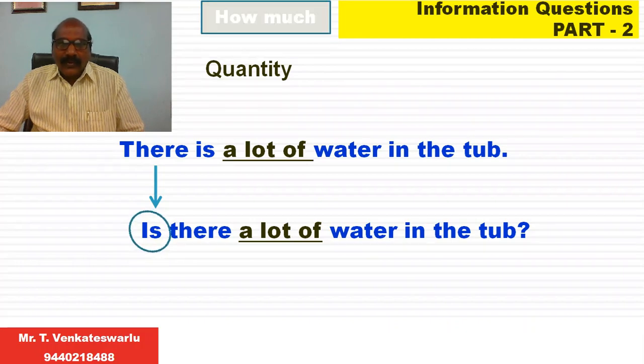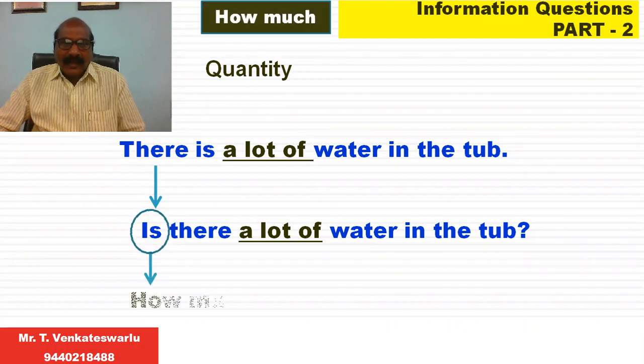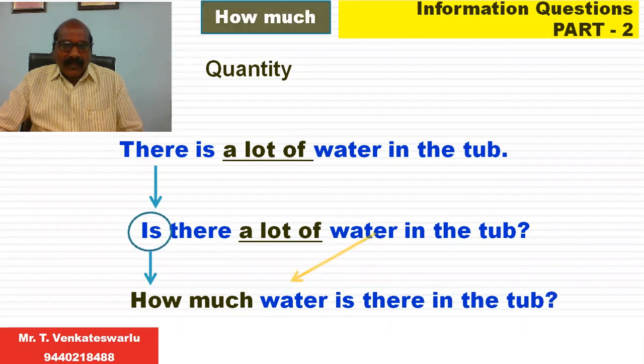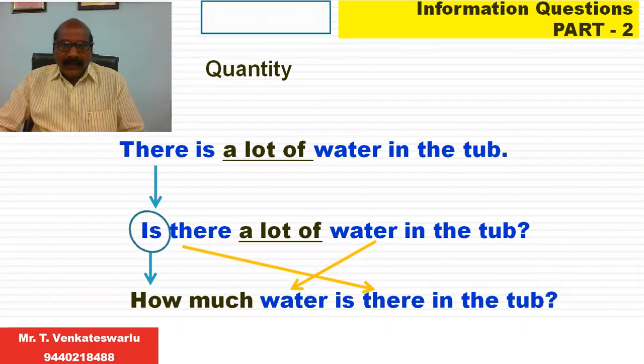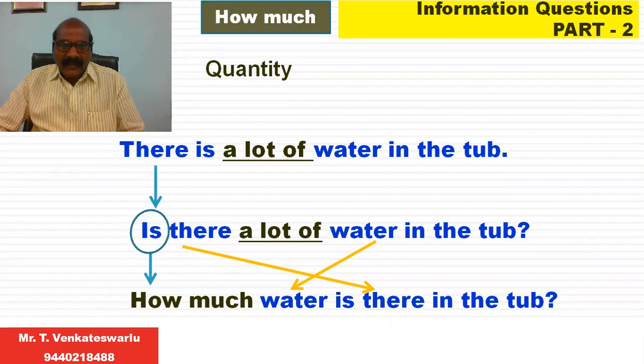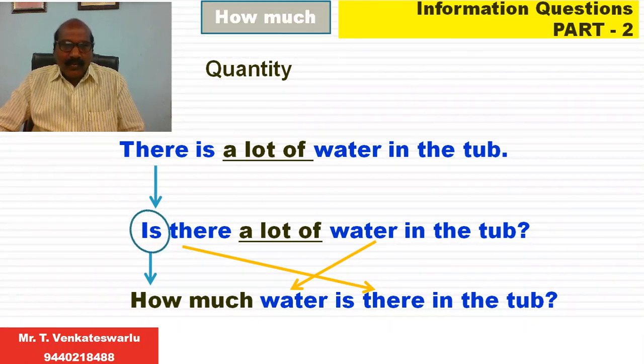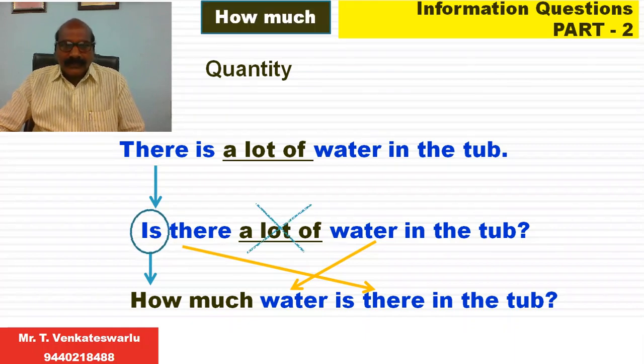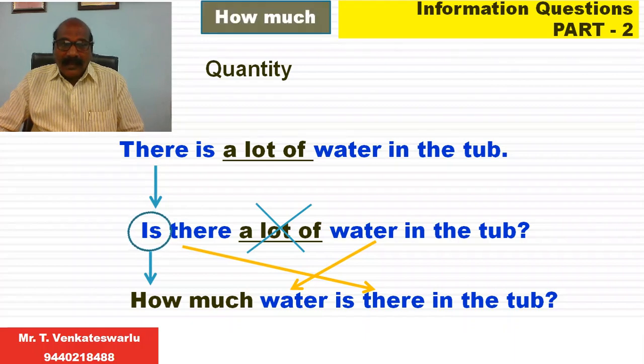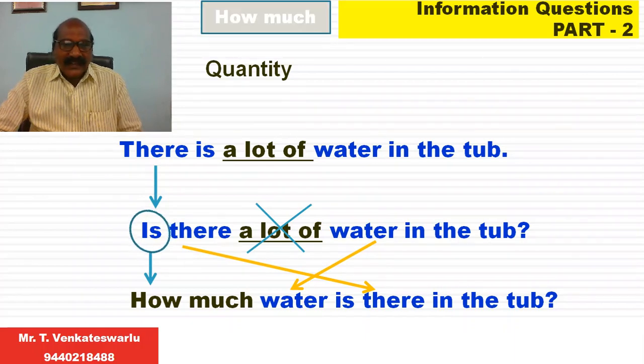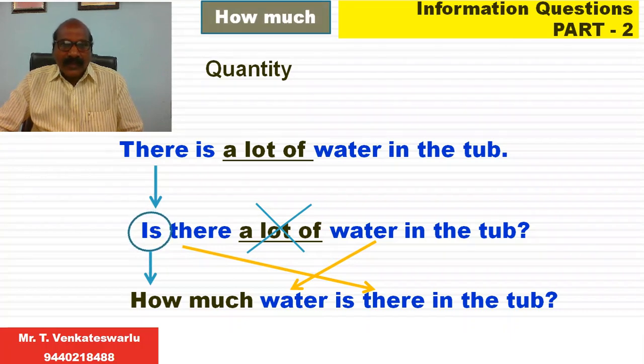And the underlined part, a lot of, refers to some quantity. So we have to use how much at the beginning. How much water is there in the tub? The question phrase how much acts as an adjective here, so it is followed by some noun. The suitable noun here is water. How much water is there in the tub? And the underlined part, a lot of, is deleted because we need to get that as the answer. And next one.